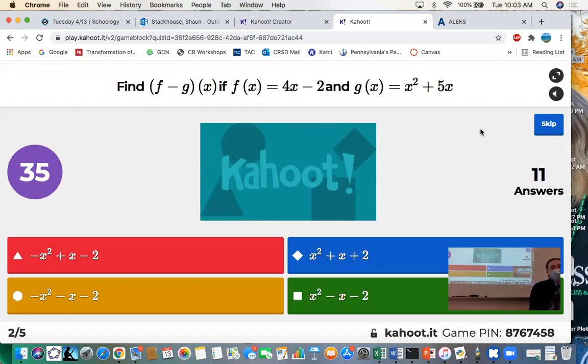They're all pretty similar, those answers. So make sure that you're paying attention to sign changes and stuff like that. Make sure you choose the correct answer.